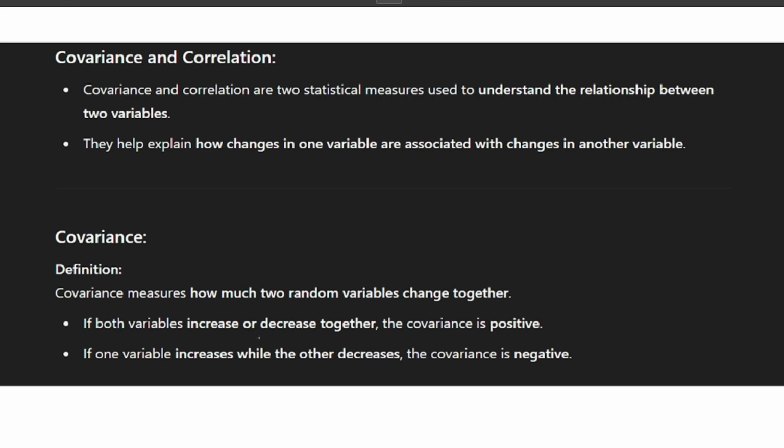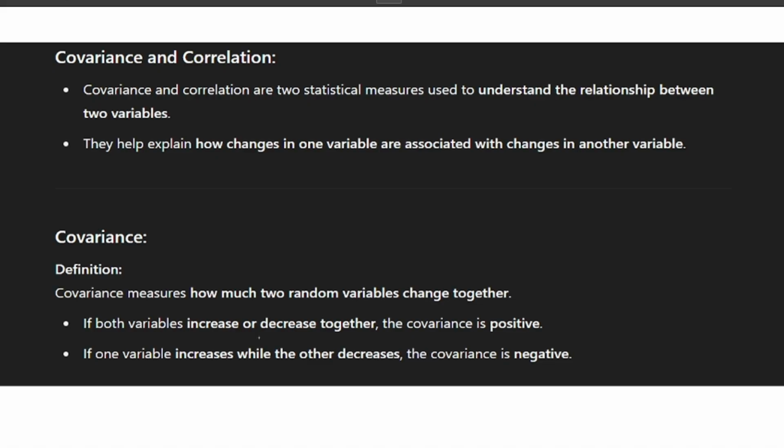So hello everyone. Today in this video we are going to talk about covariance and correlation. In statistics, these two concepts are really important, and we will see why we use covariance and correlation. First we will go with the definition, and we will see some examples of how it works and what is the real world example.